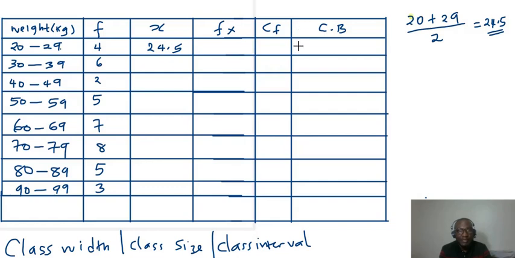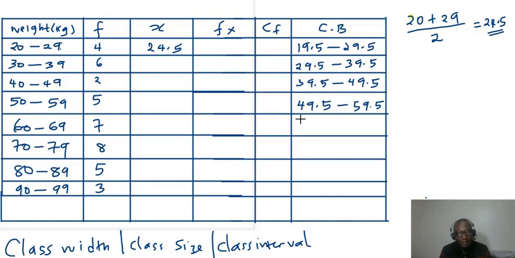So this will be 19.5 to 29.5. This will be now 29.5 to 39.5, 39.5 to 49.5, 49.5 to 59.5, and so on up to 99.5.